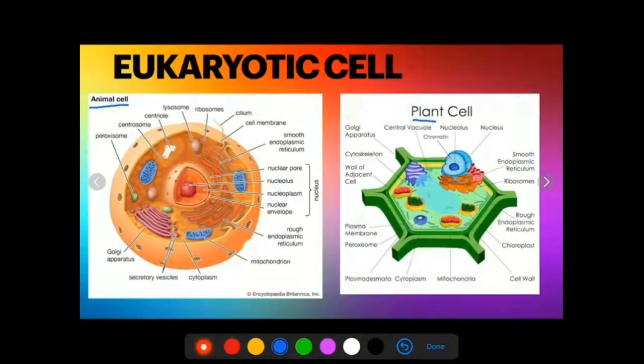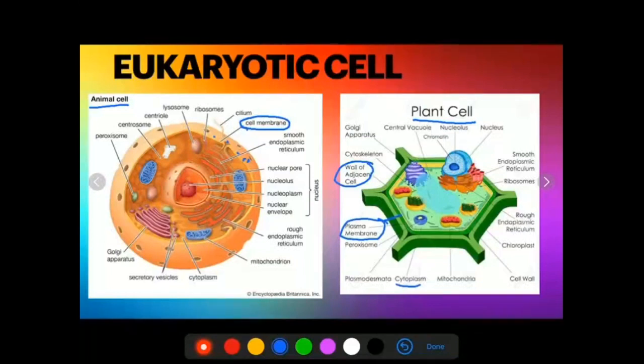Eukaryotic cells are, yes, very well organized: the animal cell and plant cell. You cannot see such a structure under a simple microscope, because this is taken by an electron microscope. And these are the 3D structures of an animal cell. Let us see the basic structures. Cell membrane is present here also, and cell membrane is present here also. But this cell membrane is enclosed by the cell wall.